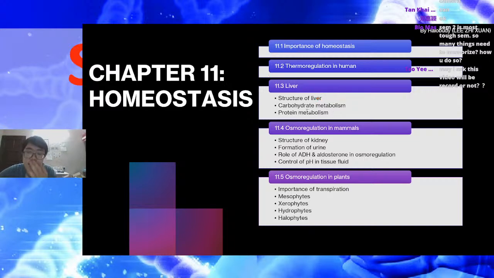After that, next is about the liver function. What are the functions of the liver? So there are two functions. The first one is carbohydrate metabolism, and the second one is protein metabolism. If you look at this metabolism, actually it is the same as chapter 5, cellular respiration in semester 1.